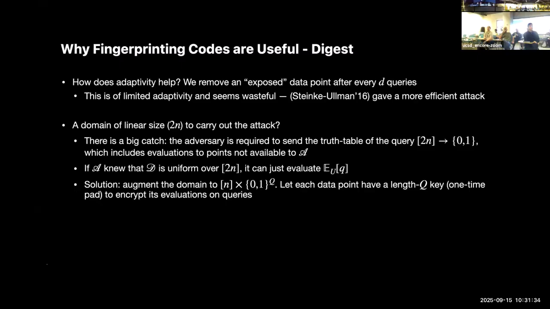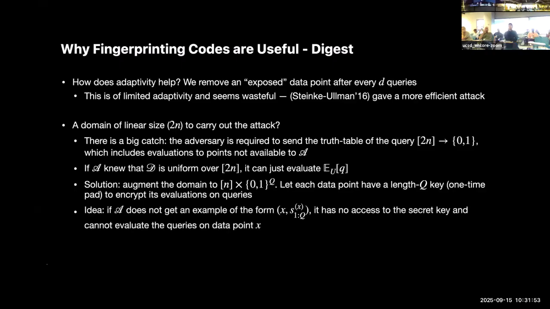So intuitively, what you are doing here is you let each data point have a length q secret key. Think of it as a one-time pad to encrypt its evaluations on all these q queries. The idea is, if the algorithm does not see an example of the form (x, secret key), it has no access to the secret key, and therefore it cannot really evaluate all the q queries on the data point x.